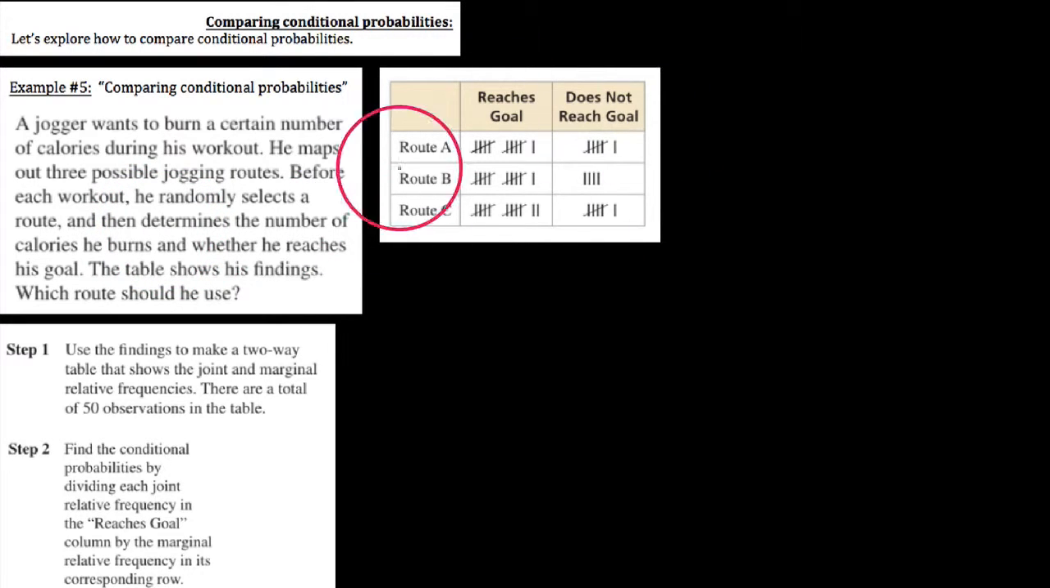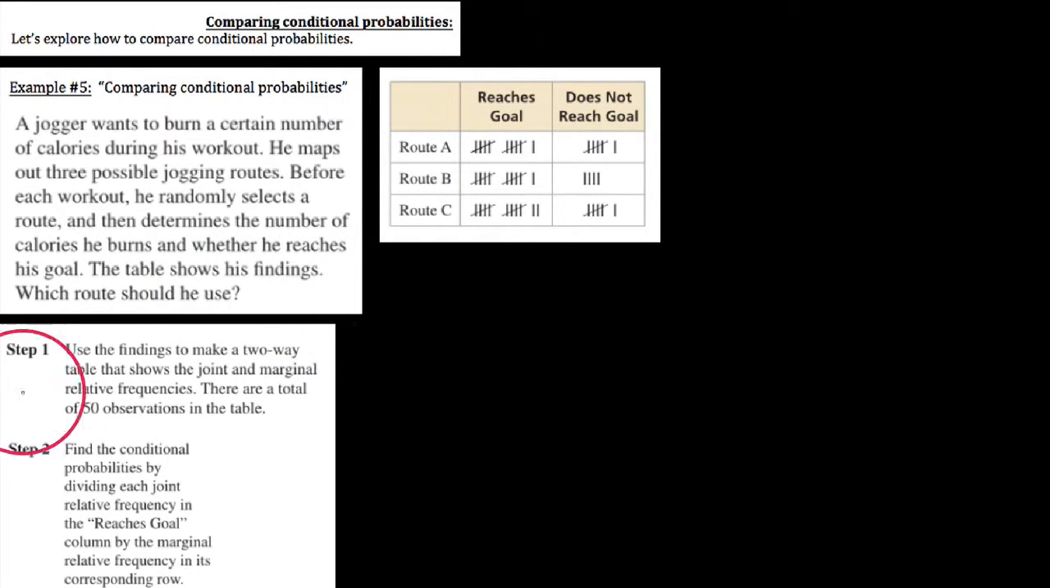So what we see here is this table, where it's not necessarily a two-way table. We have 3 rows, 3 routes, and after he sets his goal in terms of calories, he either reached his goal or didn't reach his goal. With this table, we can construct our relative frequencies to help us determine which route he should use if he wants to reach his goal.